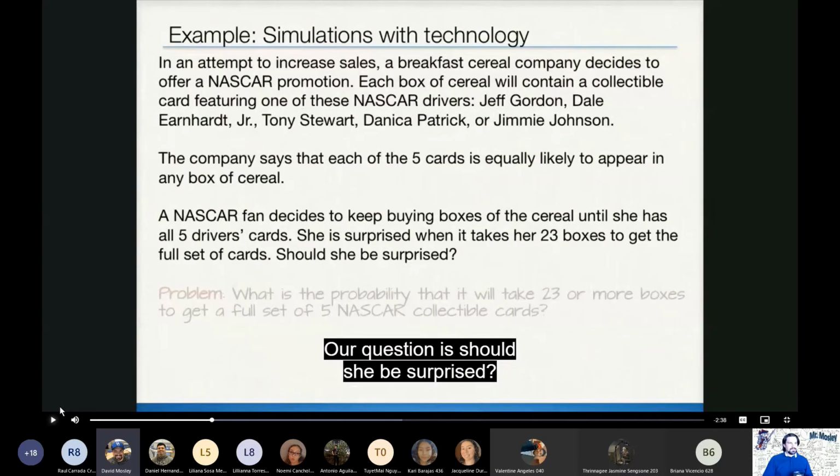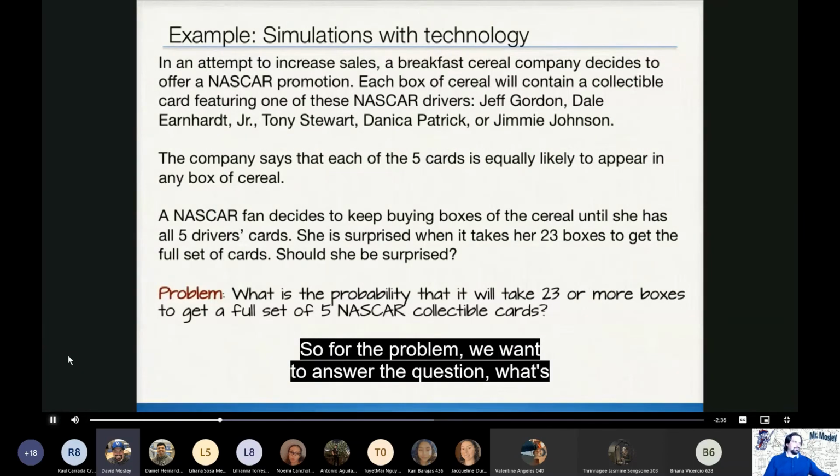All right, I want to point something out here. In the description of the scenario, there's a key part. It says the company says that each of the 5 cards is equally likely to appear in any box of cereal. This is important in statistics. When something is equally likely, it means it's essentially fair. Each of the 5 cards has the same fair chance of being in a box. This could have an impact on how you do the simulation. When things are equally likely, it's typically a little easier to set up. So just keep that in mind. We'll talk about what to do when it's not equally likely as well.